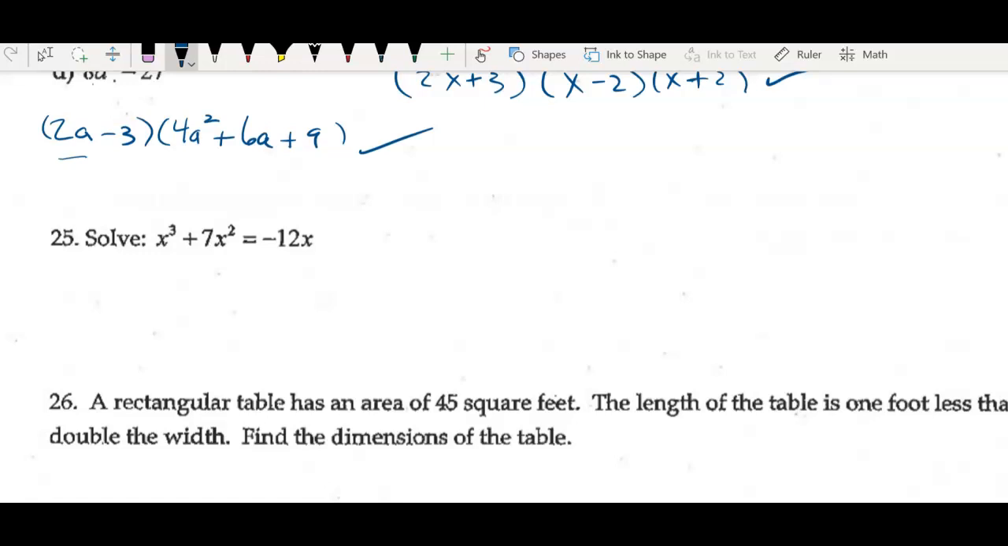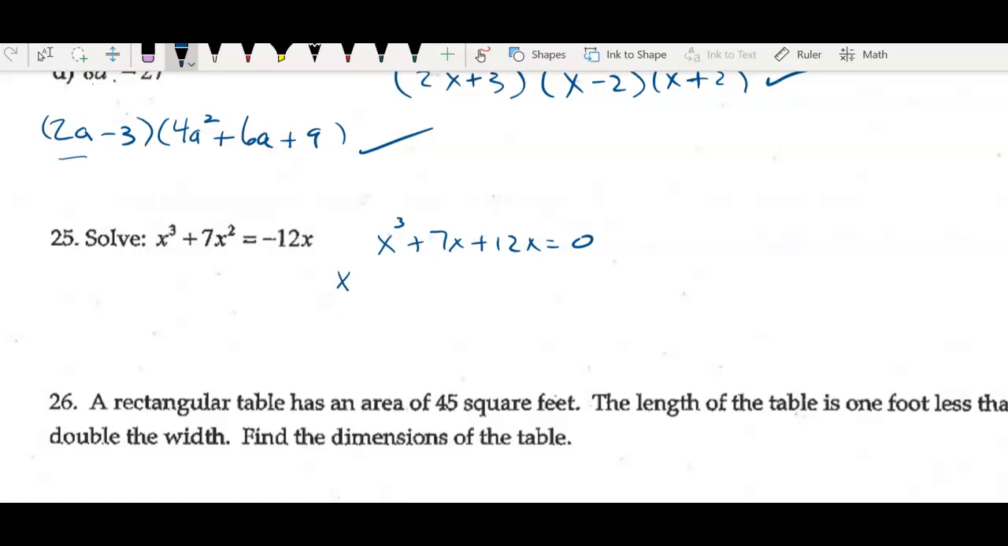This is the second part of the video for the final exam review, and we're going to pick up on number 25. Okay, so solve. Please notice that anytime you have an equation with a greater power than 1, in other words, you have exponents greater than 1 in your equation, the only way to solve that equation is to set it equal to 0. So you cannot try to solve for x when you have multiple exponents.